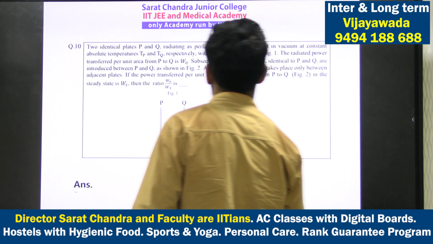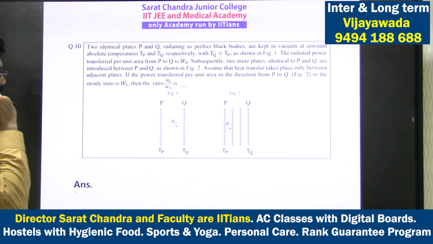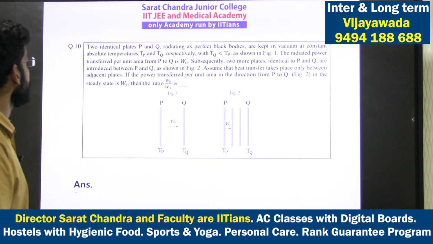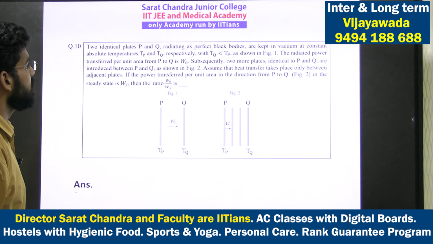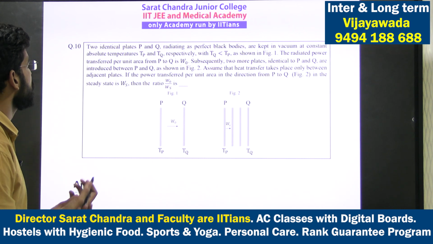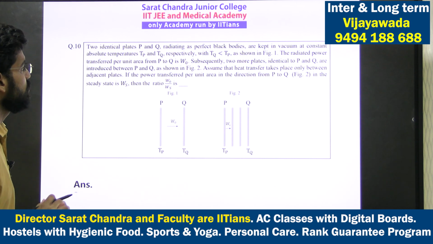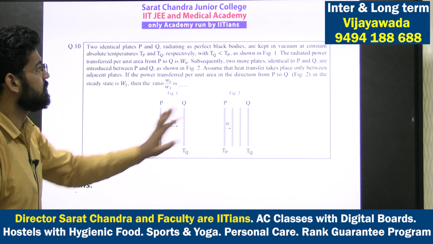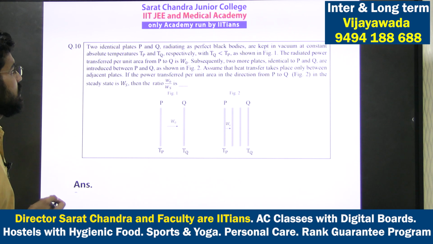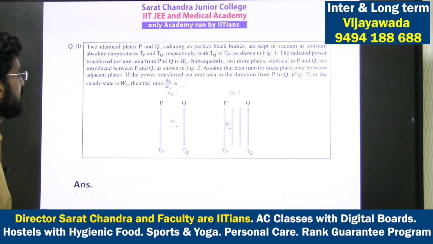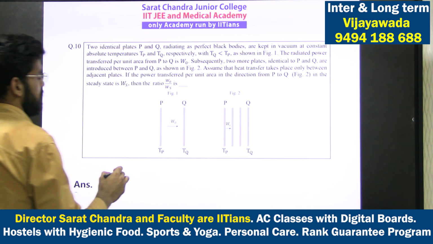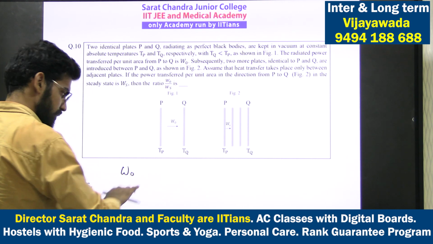Question number 10. So here, what does this question have? This is from heat transfer, right? See, two identical plates P and Q radiating as perfect black bodies are kept in vacuum at constant absolute temperatures Tp and Tq, where Tp is greater, so radiated power is going this side. Radiated power transferred per unit area from P to Q is W0. He is writing per unit area.